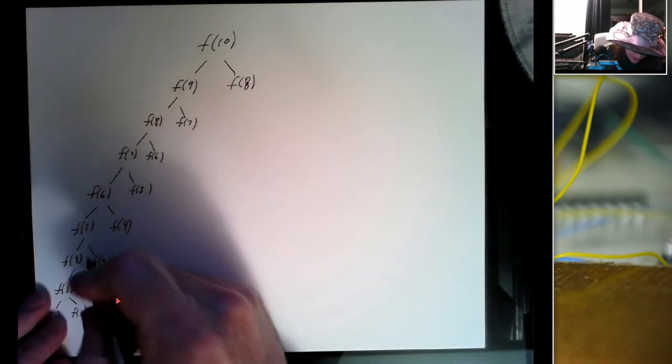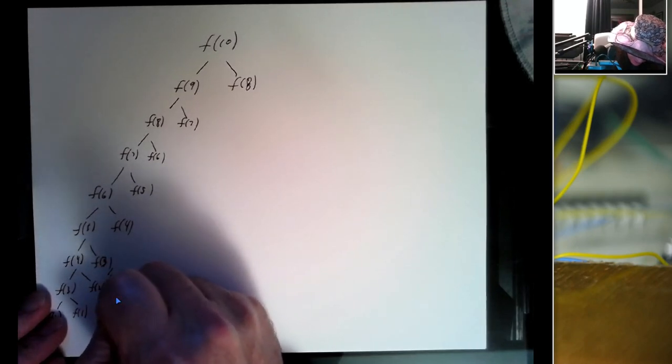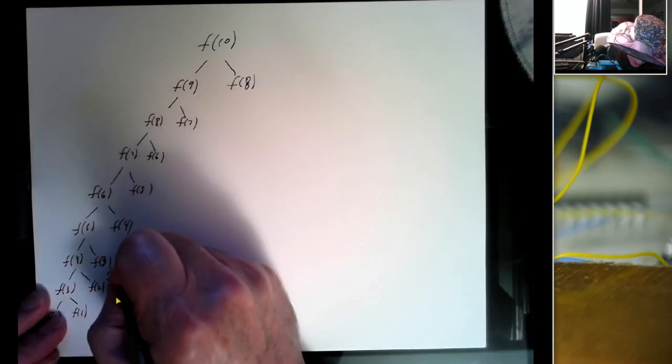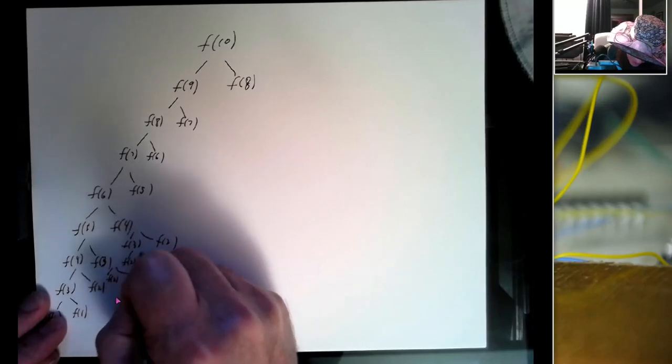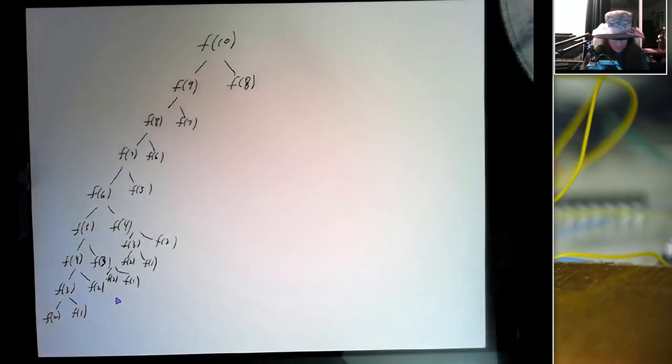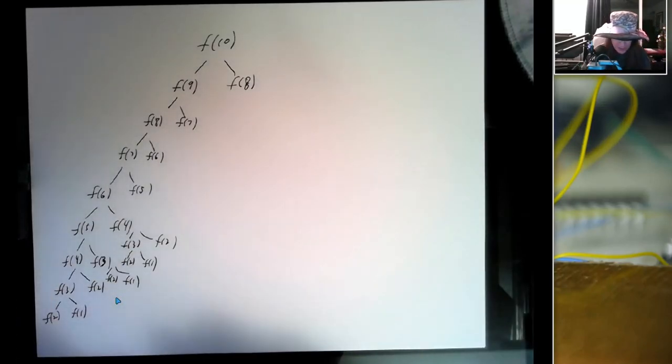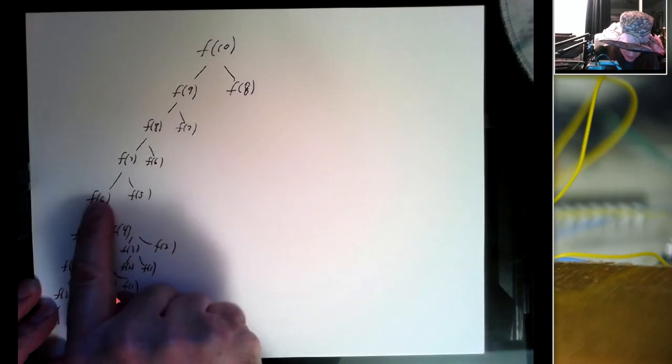F of 5 required f of 4 and f of 3. And f of 3 is going to require f of 2 and f of 1. And f of 4 up here is going to require f of 3 and f of 2. And f of 3 will require f of 2 and f of 1. And so you can see as we fill in these values, right, we're going to have to do a lot of work to calculate f of 6.